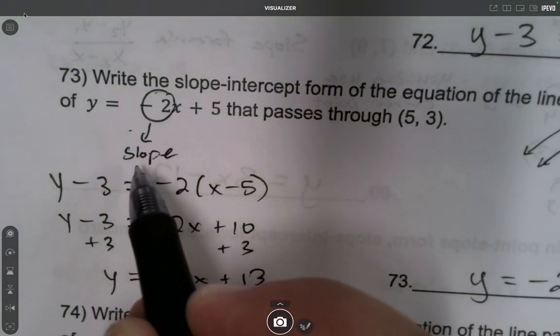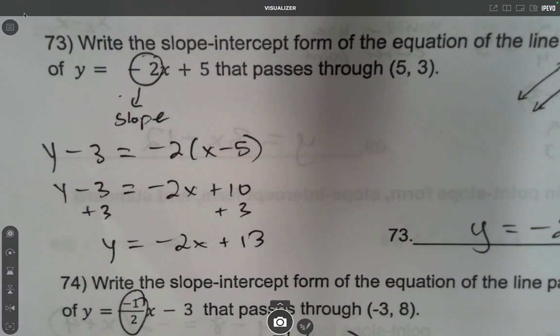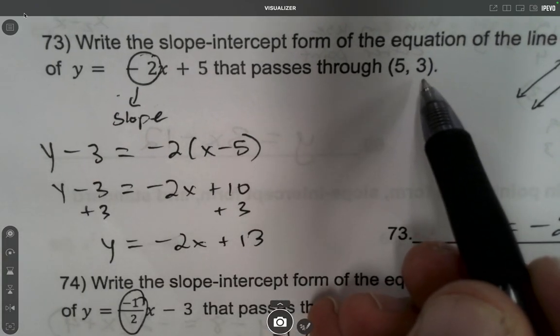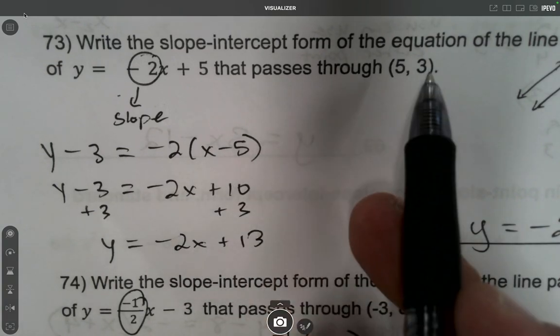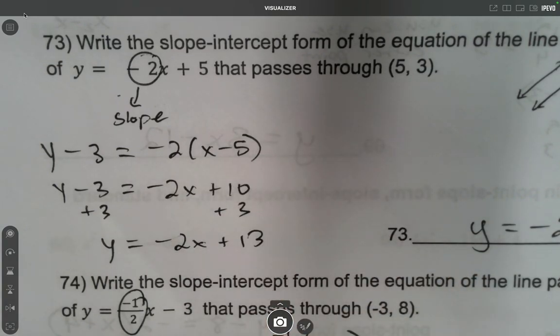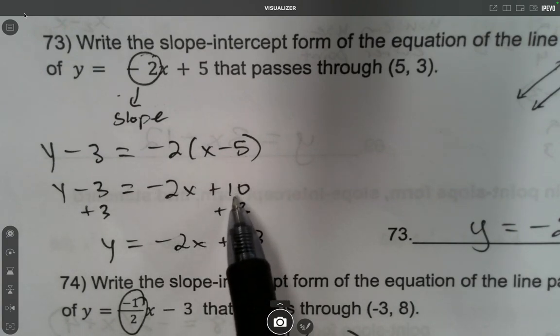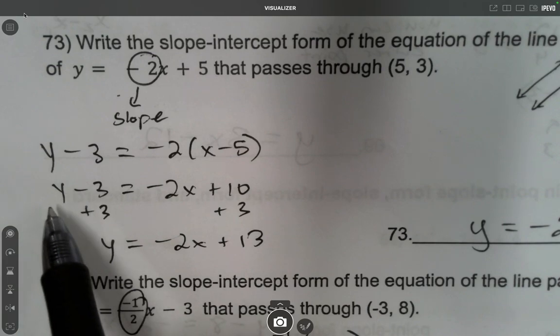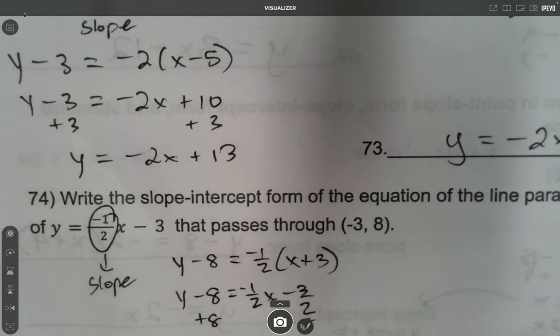So we know our slope is negative 2, our point is 5, 3. So we're going to use the point slope form, just like we have in all the others. Y minus the y value equals the slope, negative 2, because parallel means same slope, times x minus the x value. We distribute the negative 2, negative 2 times x, negative 2 times negative 5. Then to get y by itself, we add 3 to both sides and end up with this as our final answer.